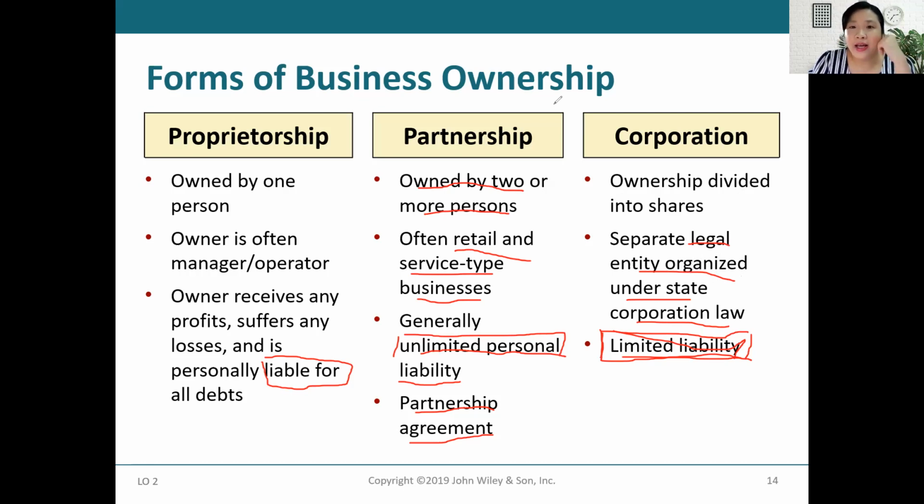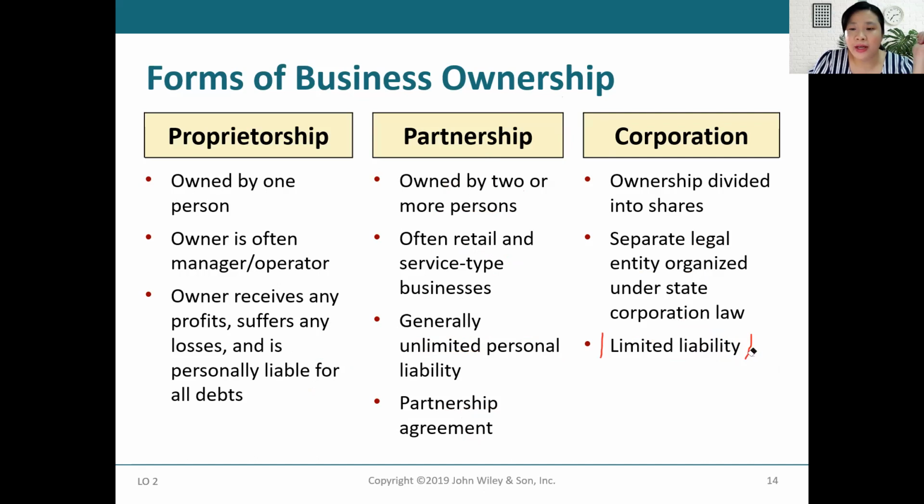All right. Okay, so let's try to summarize again. We have three types of business here: proprietorship, partnership, corporation. Proprietorship means a company that is owned by one person. Partnership means a company that is owned by two or more people. And corporation means a business that is owned by many people, whoever buys the shares of the company.